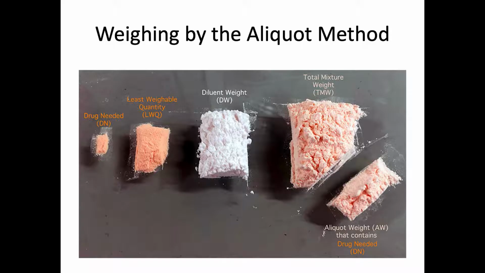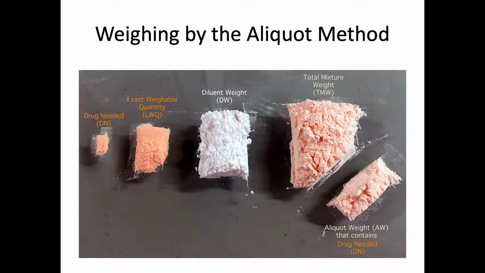The aliquot is the weight of the powder that we take from our mixture. It's a small proportion of the total mixture. The aliquot weight is a smaller weight of that mixture, but that smaller weight will exactly contain the amount of drug needed. So the aliquot weight still has to be above our least weighable quantity. We have to be able to weigh it, but it has to be a fraction of the total mixture such that that smaller amount will contain exactly the amount of drug we needed originally. So those are the steps we're going to go through, and we'll talk about how to actually do the calculations in a second.